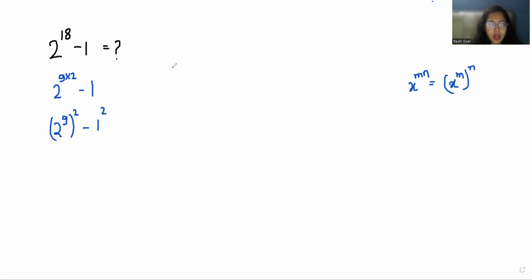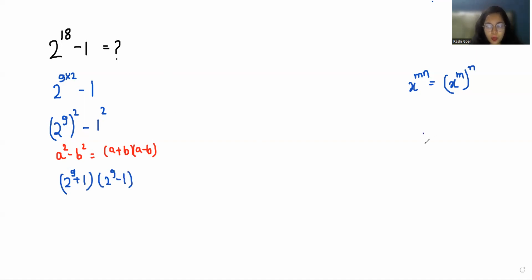Now here I am going to use a very famous identity, that is a square minus b square, which is equals to (a plus b)(a minus b). So where a is 2 power 9, it becomes 2 power 9 plus 1 and 2 power 9 minus 1.